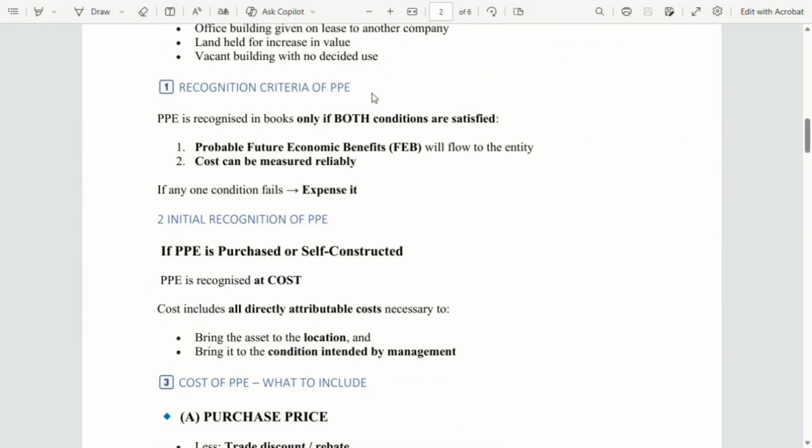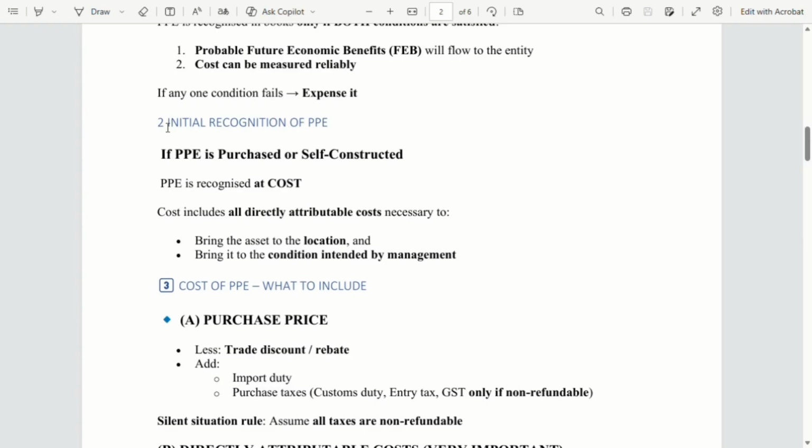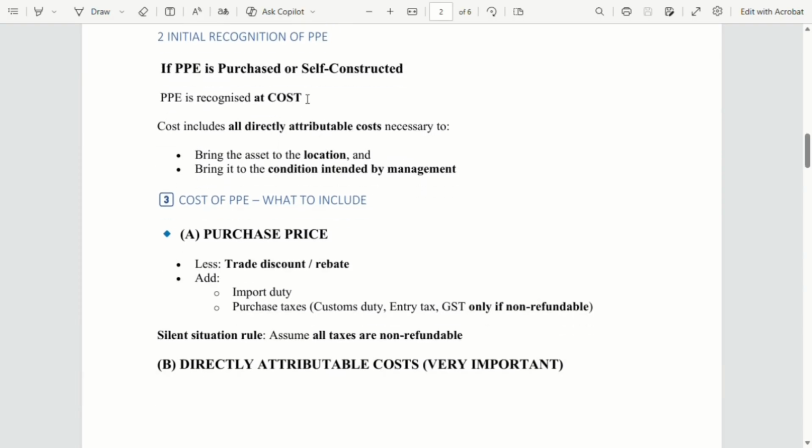Recognition criteria of PPE. So PPE is recognized in the books only if the following conditions are satisfied. First, there should be probable future economic benefits from the asset, and the cost can be measured reliably. If any of these conditions fails, then we are going to expense it out. Now, initial recognition of PPE. We can record both kinds of PPE, the PPE which is purchased or PPE which is self-constructed. So PPE is recognized at cost. Now how we are going to determine the cost, that we will understand further.